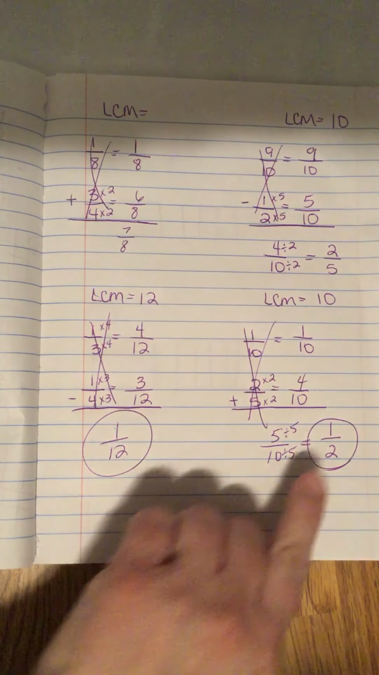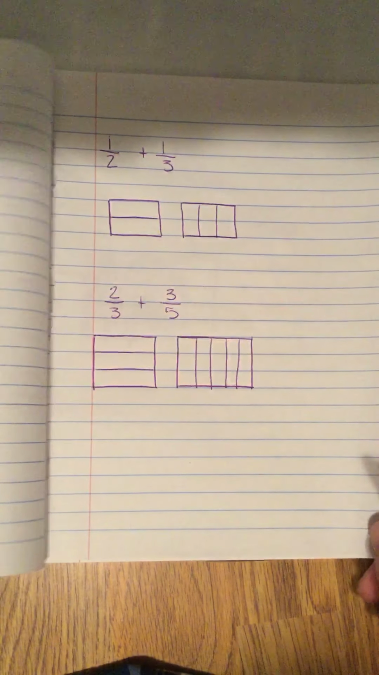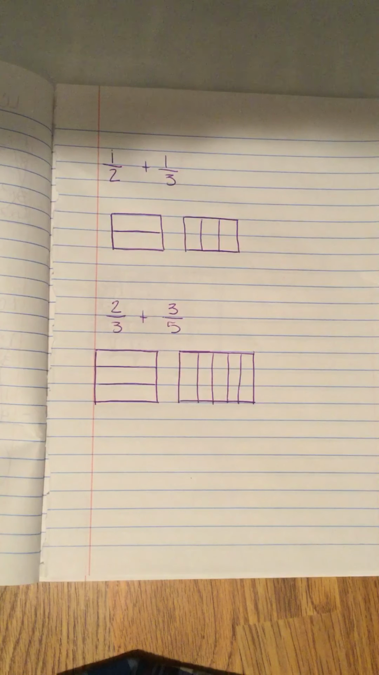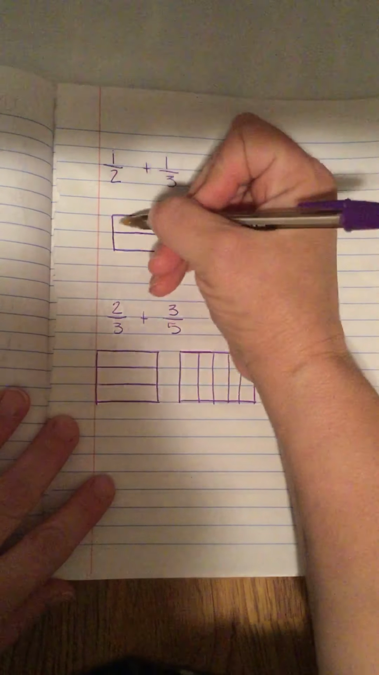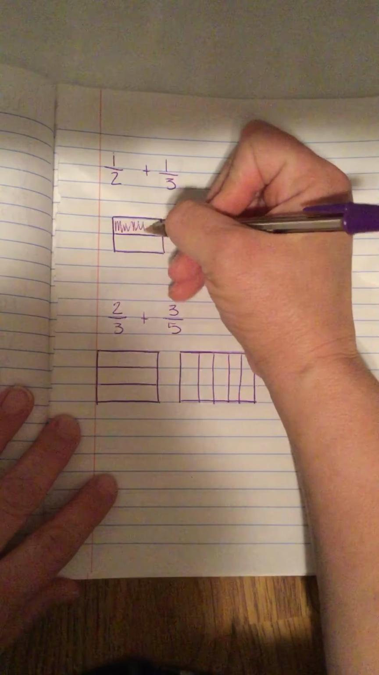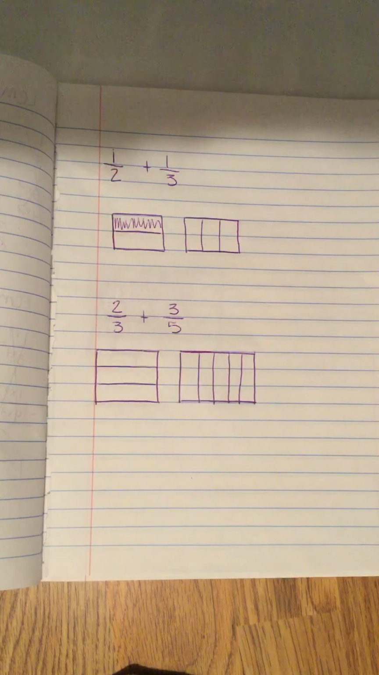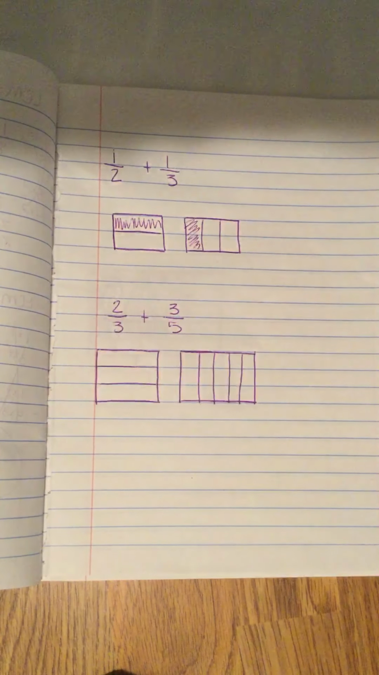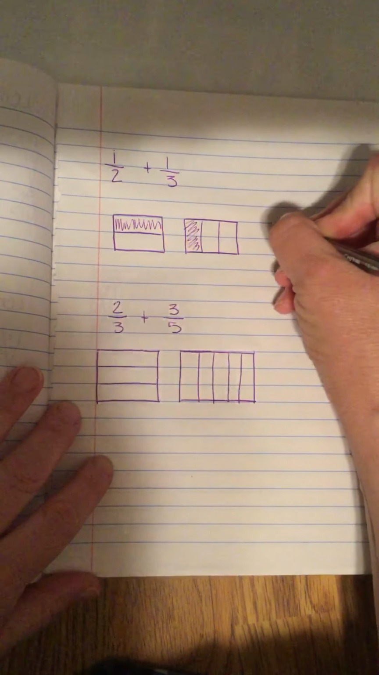Okay. All right, so let's now look at a couple of models. I'm going to do a couple of addition and a couple of subtraction, and that'll be all for today. And then we'll move on into more pictorial models starting tomorrow. So 1/2 plus 1/3. So this would be 1/2. Okay, 1 out of 2 are shaded. This would be 1/3.